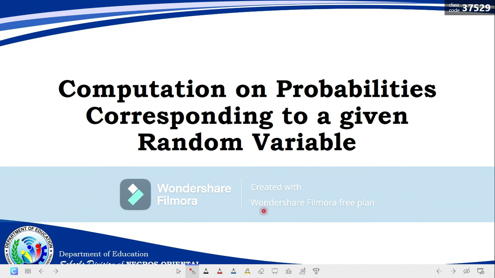Okay, so let's start now. Computation of probabilities corresponding to a given random variable.